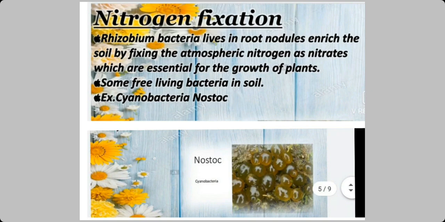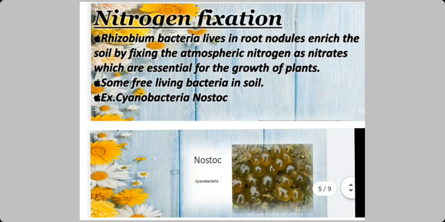Rhizobium bacterium. Rhizobium bacterium lives in root nodules. Nodules are nothing but swellings on a root. That is called root nodules of leguminous plants. Leguminous plants, for example, the beans plant. Beans type of plants. So in these type of plants only, in these root nodules, rhizobium bacteria is present, and it enriches the soil by fixing the atmospheric nitrogen as nitrates.